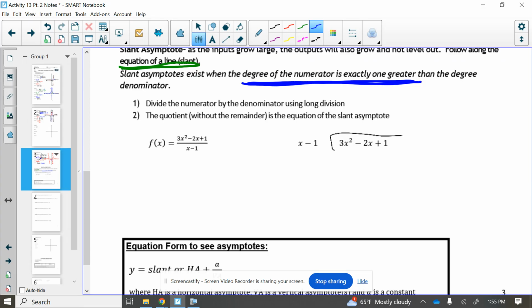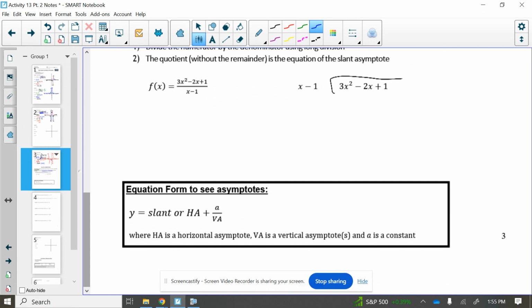So for instance, on the first one, we have our rational function written 3x squared minus 2x plus 1 all over x minus 1. Basically, if we can get this rewritten in a slightly different format so that we can see the slant or the horizontal asymptote isolated, that will help us see the equation it's following along, versus just this original form.